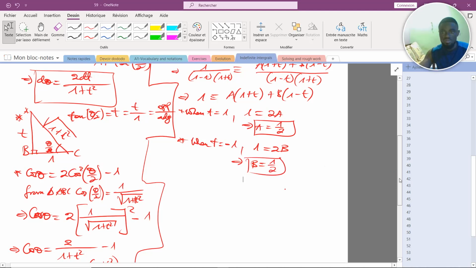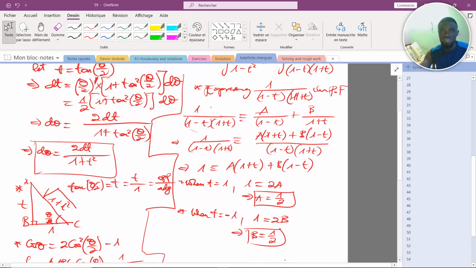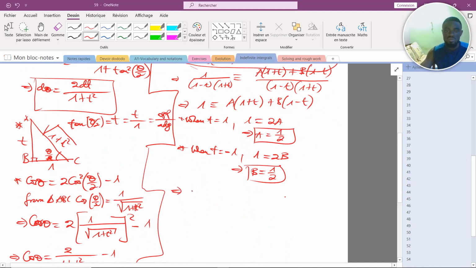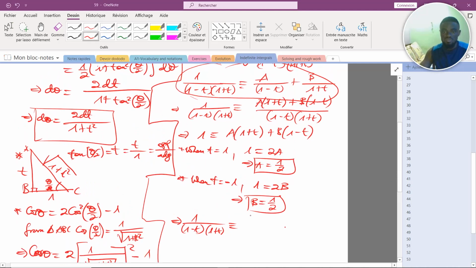Is that okay? So we know already our a and b, so we shall come and substitute them here. Get what I'm saying? So this implies 1 on 1 minus t into 1 plus t must be identical to, a was a half, so I'll have a half on 1 minus t plus b, which is a half, on 1 plus t.